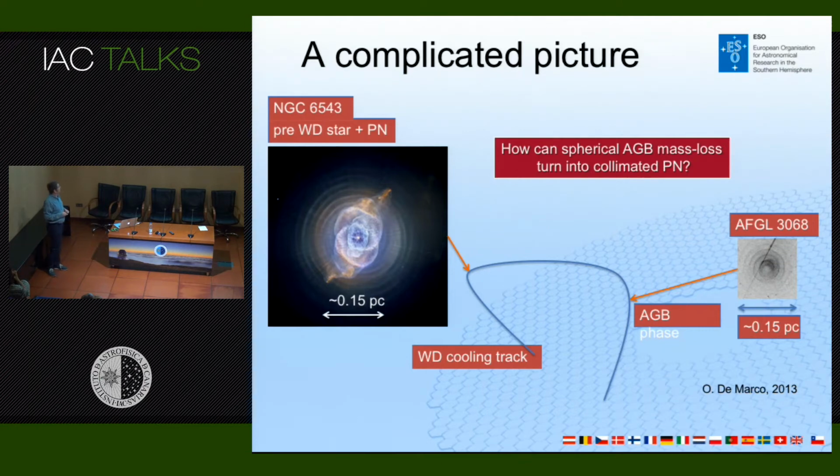And this is a slide I stole from Ursula. And you can see that the problem is that on the AGB, you have a star which is basically a spherical star. And then for some reason, when it became a planetary nebula, it gets those very intricate and complicated shapes. So how can that be?